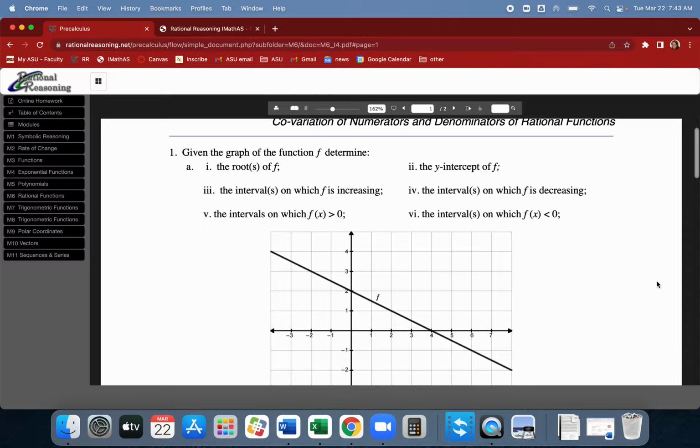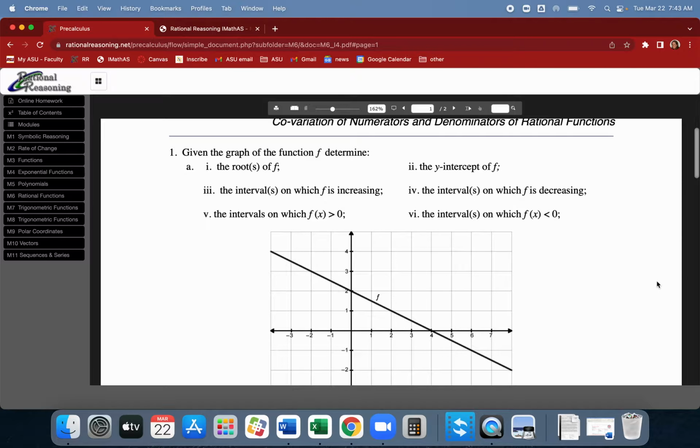But yeah, question A4, the interval on which f is decreasing. If we want to state that interval, it's intervals of the domain or the x value. So that's just x being anything between negative infinity and infinity. And so interval notation wise, it's decreasing from negative infinity to infinity.